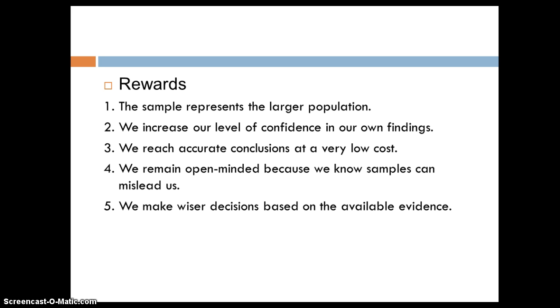Another advantage is that it's economical to use sampling because we can get pretty accurate conclusions and it doesn't cost us a whole lot. We don't have to invest a lot of time and a lot of money in collecting data. And another reward is that we remain open-minded because we do know that samples can mislead us. So we're cautious about the generalizations that we make, and that's part of the reason why in the scientific method we use replication. And finally, because we are skeptical and we realize the limitations of sampling, we can make wiser decisions based on the evidence that we have available.